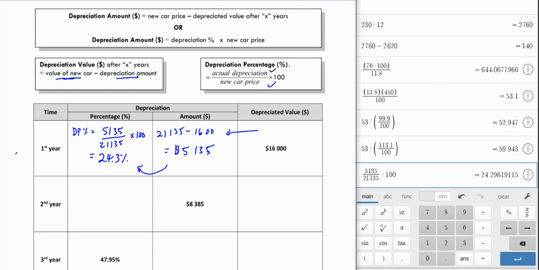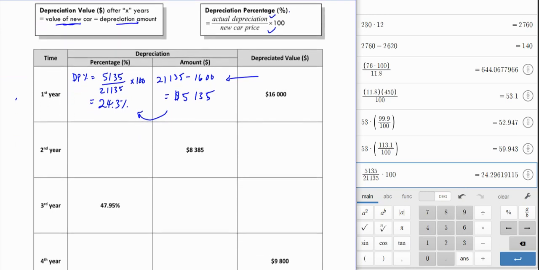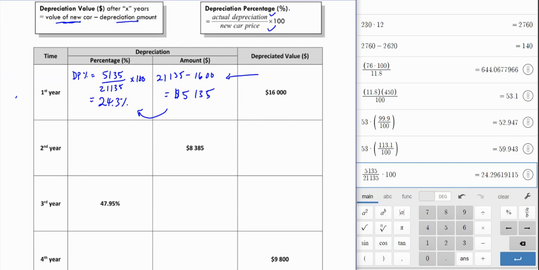So in 1 year of owning the car, you will lose about 24%. It's not like if your car lasts 10 years, you're going to lose 10% a year. In that first year, you lose a bigger amount. So what is the car now worth? It's now 16,000. So it went from 21,000 to 16,000. It lost about a quarter of its value.